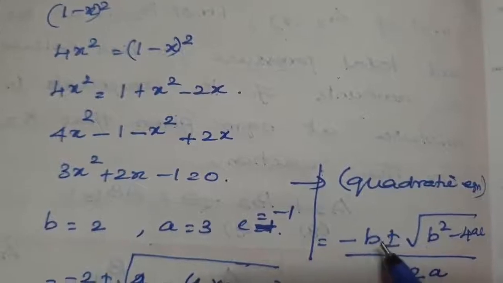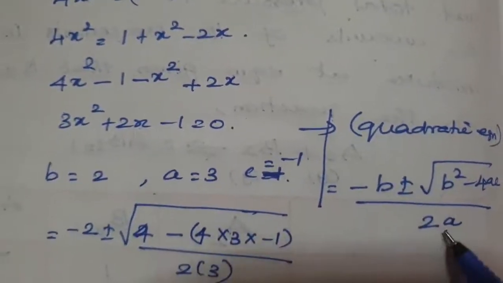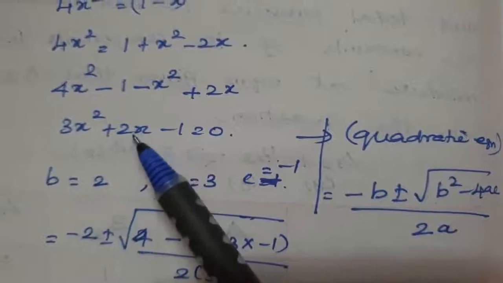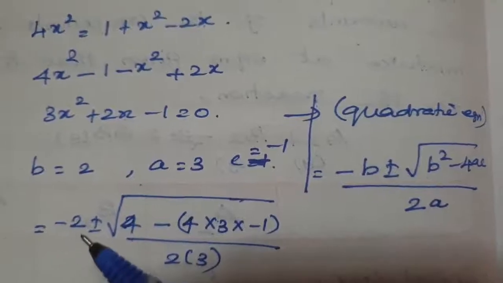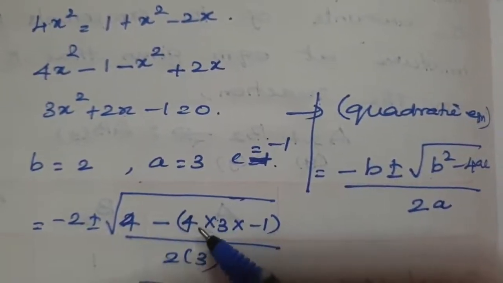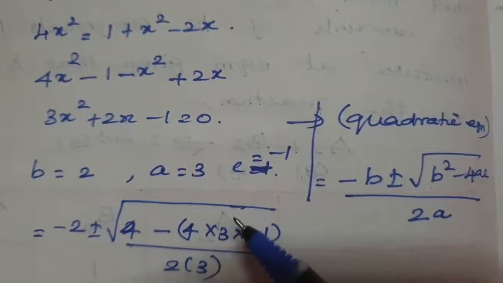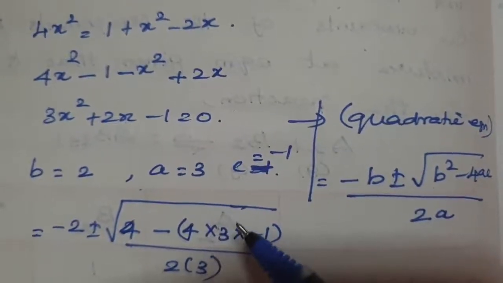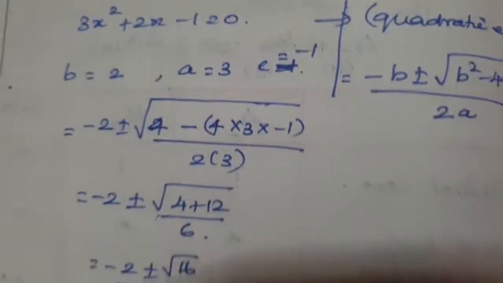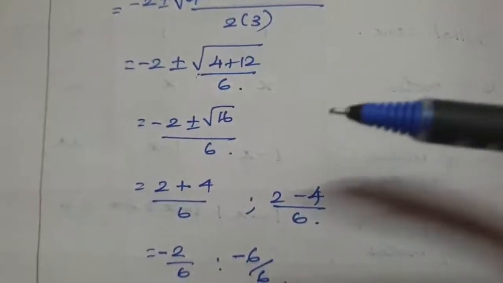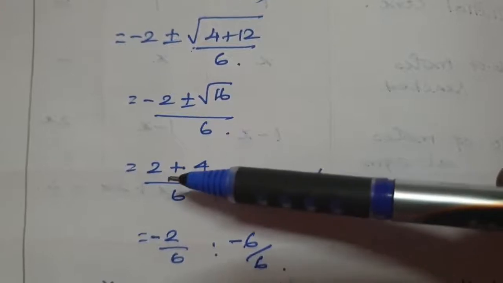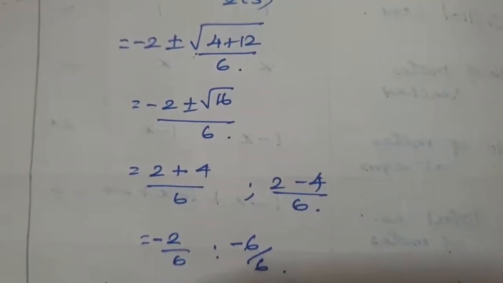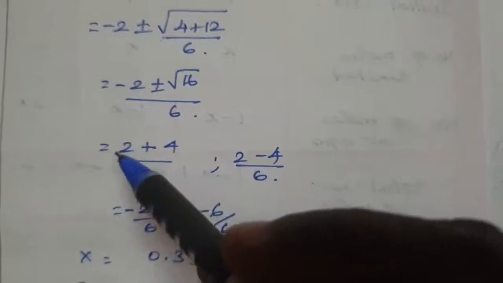Quadratic equation formula: minus b plus or minus root of b square minus 4ac, divided by 2a. Here b is equal to 2, c is equal to minus 1, a is equal to 3. Substitute the values here. Minus b, so minus 2 plus or minus root of 4 minus 4 into a into c, divided by 2a. Then you simplify this, and you can get minus 2 plus or minus root of 16, divided by 6. Simplify, root of 16 means 4.